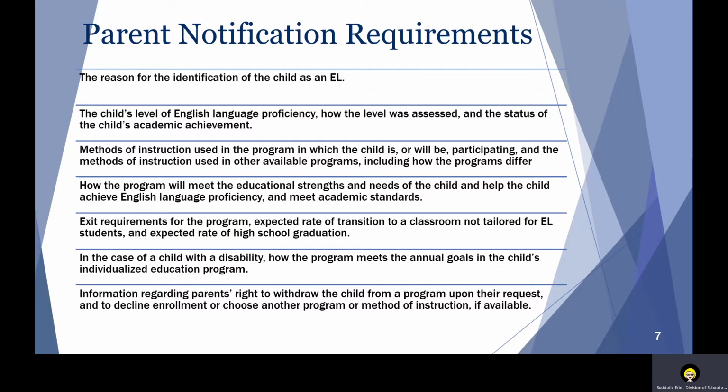Exit requirements for the program, expected rate of transition to a classroom not tailored for EL students, and expected rate of high school graduation. In the case of a child with a disability, how the program meets the annual goals in the child's Individualized Education Program, or IEP, and information regarding the parent's right to withdraw the child from a program upon their request and to decline enrollment or choose another program or method of instruction if available.